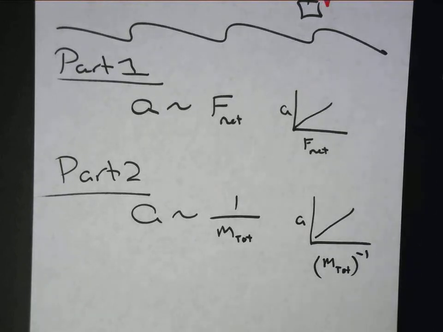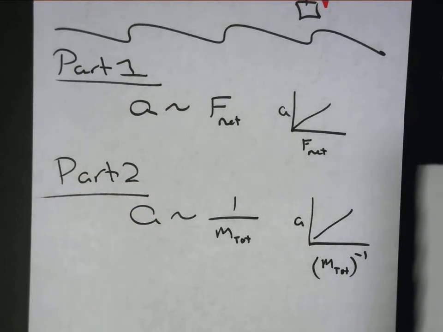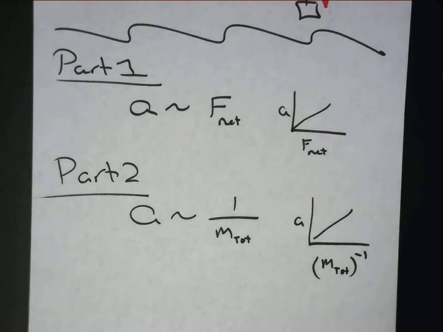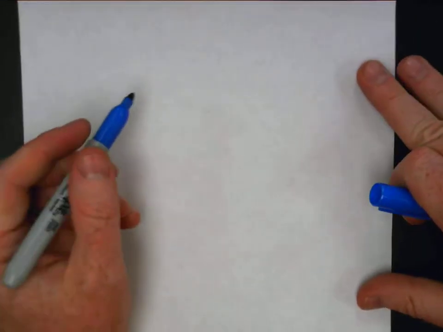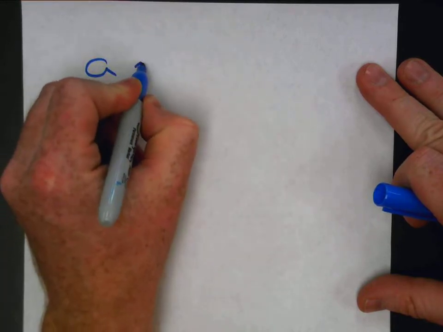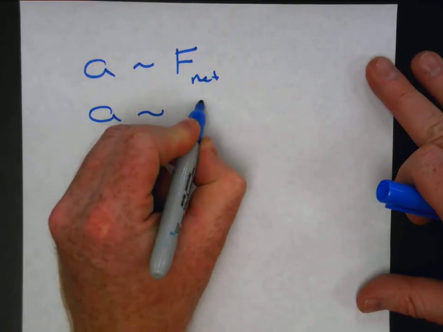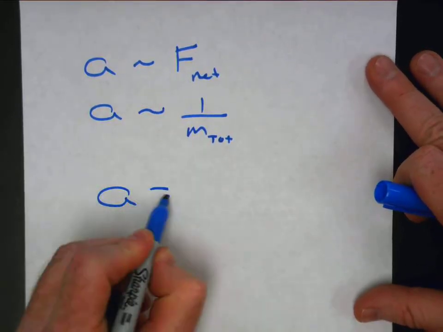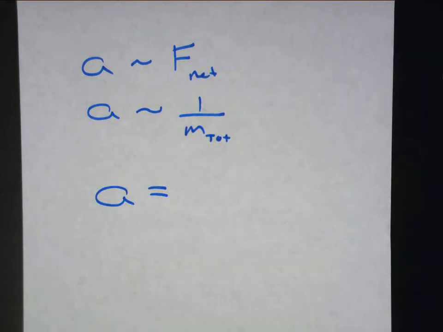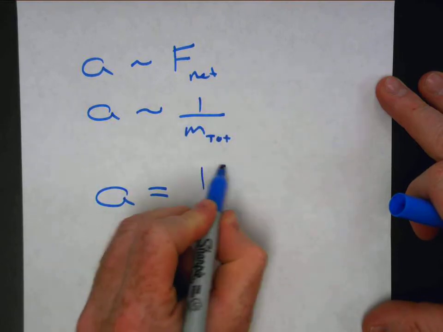What we're looking for in parts 1 and 2 are these results, but we want to end up at a mathematical relationship between the three of them, between acceleration, net force, and total mass. And so we simply combine our results. Since acceleration is proportional to net force and acceleration is proportional to 1 over total mass, then putting those together, it's not unreasonable to say, well, what if there is this equation, this combination that gives us a true mathematical equation?